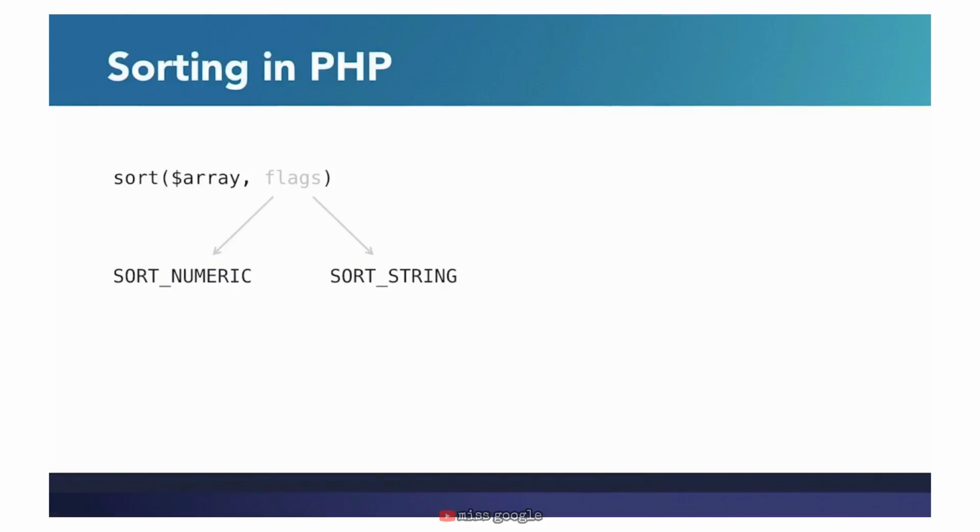So how do we use sort? Sort takes an array as an argument, as well as one or more sort flags that specify how the elements in our array should be sorted. For example, if we want to sort our elements numerically or as strings. Now this last argument is optional, and if we leave it out, PHP will do its best to guess what we want. And this is fine for the majority of cases, but on the off chance that we need to override the default behavior, for example, if for some reason we wanted to sort numbers alphabetically instead of numerically, we can always pass a flag to specify that.